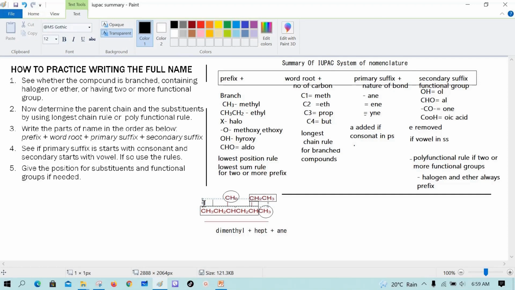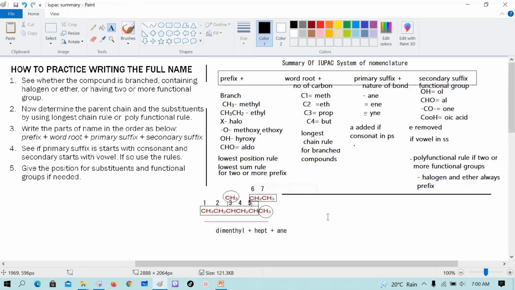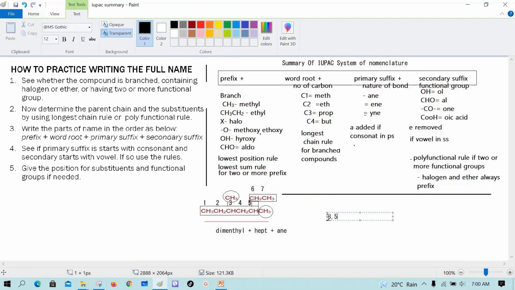This carbon should get 1 2 3 4, and this will be 5, and then this carbon will get 6, and we have to always count the carbons in the parent chain, right? So 7. If we count like this it will be 7, and the position will be 3 for one methyl and 5 for another methyl. That means 3 and 5, one possibility.